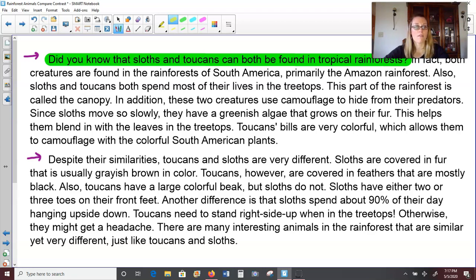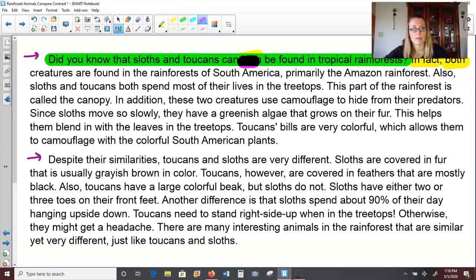Toucans' bills are very colorful, which allows them to camouflage with the colorful South American plants. So in this first paragraph, let's talk about the transition words. In fact is a transitional phrase that leads into my first example. And then I also use the word both. When I use the word both, that's a very good indication that I'm giving a similarity.